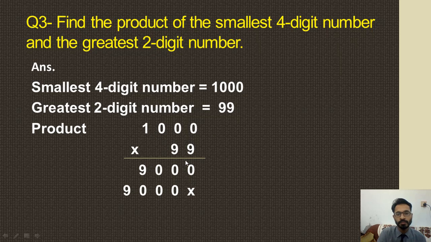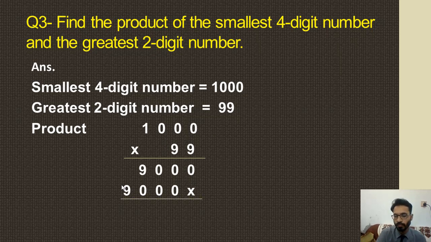After that, we will multiply this 9 with the above number. Before multiplication, first we put a cross sign under the first 0. After that, we will multiply 9. 9 multiplied by 0, 0 will be written under this 0. Similarly, 9 multiplied by 0 will be written under this 0. Similarly, 9 will be multiplied by 0, 0 will be written under this 9, and 9 multiplied by 1 will become 9, written on the left side.